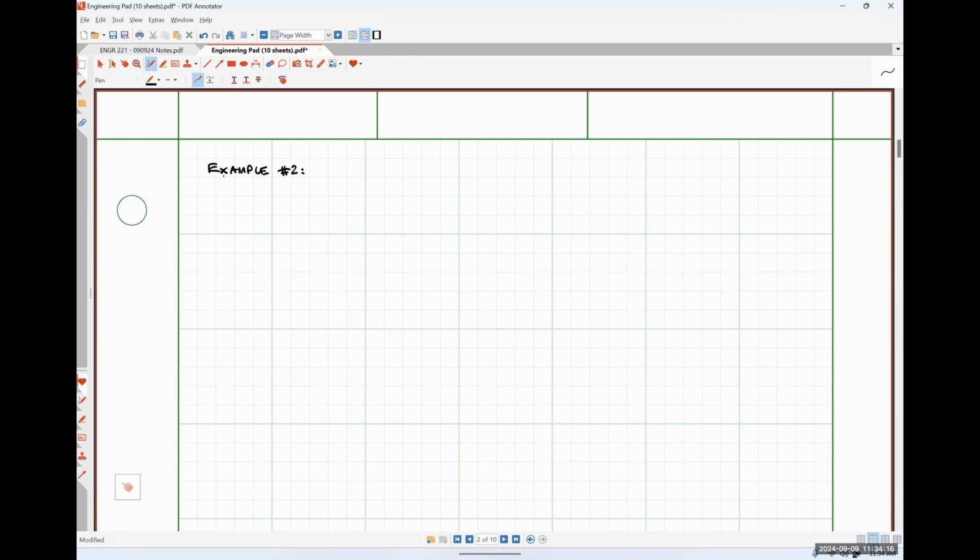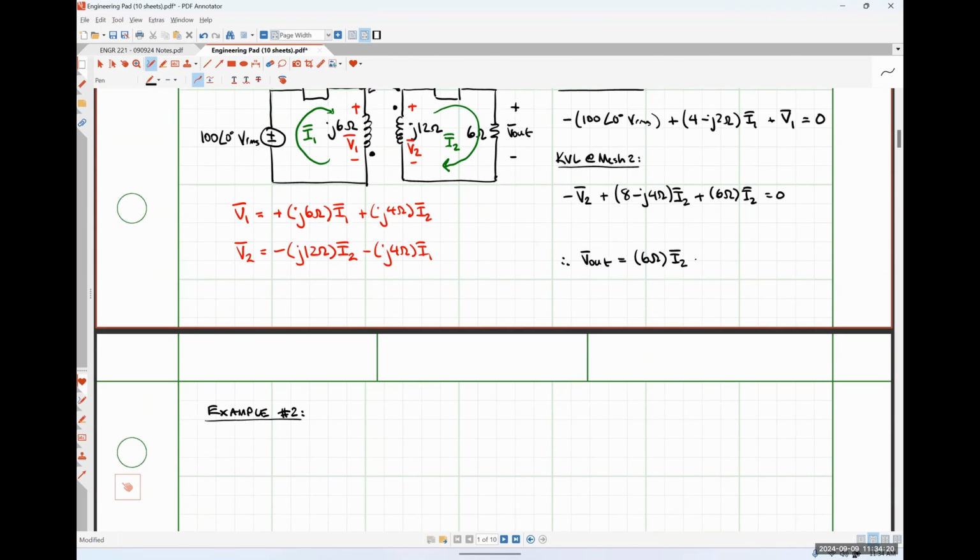Actually, let me just go back up here real quick. The only thing I'm going to do here is add the numerical example for those of you that might want to throw this into MathCAD and just make sure it all works out okay. So this should be 24.828 with an angle of negative 155.556 degrees volts.